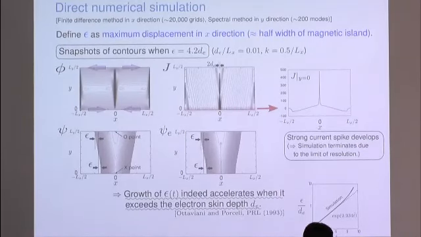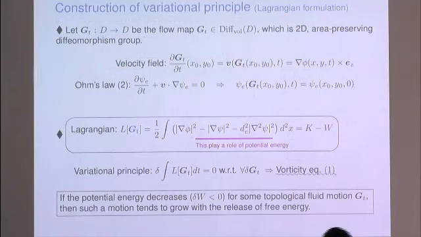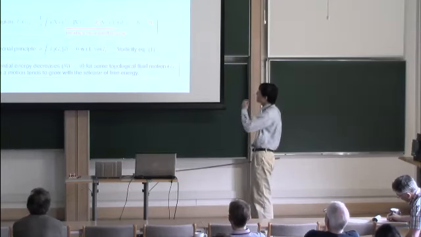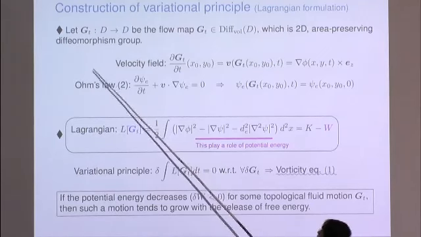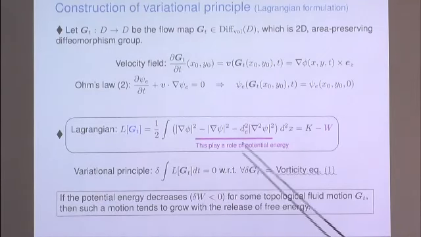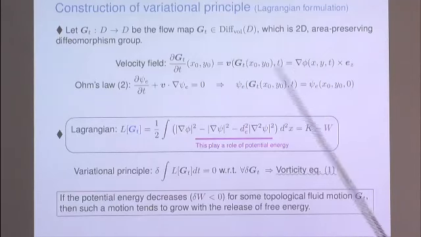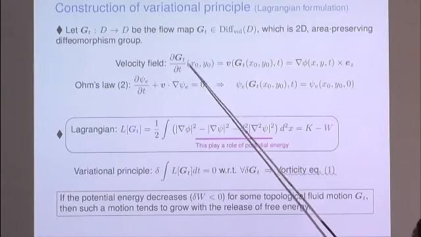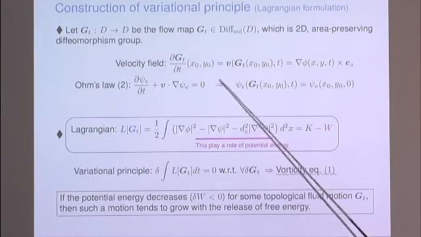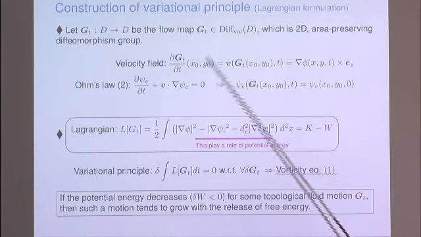So I want to show the proof of this acceleration of magnetic reconnection analytically. To do that, I first constructed the variational principle, which is nothing but the Lagrangian formulation. So first, let us define G_t as the flow map, which is mathematically the two-dimensional area-preserving diffeomorphism group. And then the velocity field is defined usually like this, the time derivative of G_t, which is related to the stream function like this.